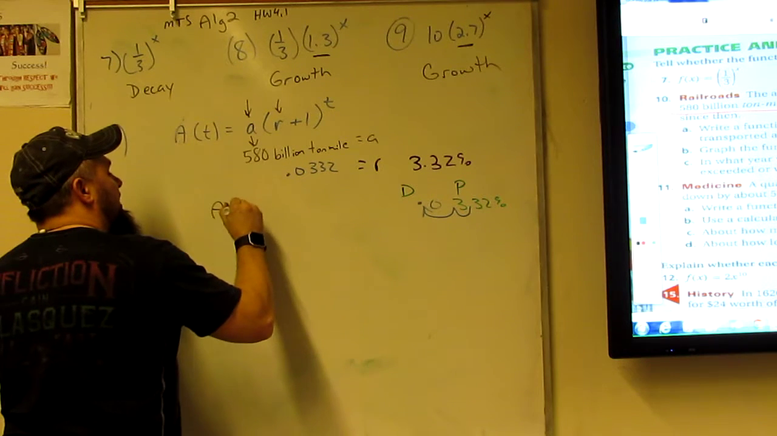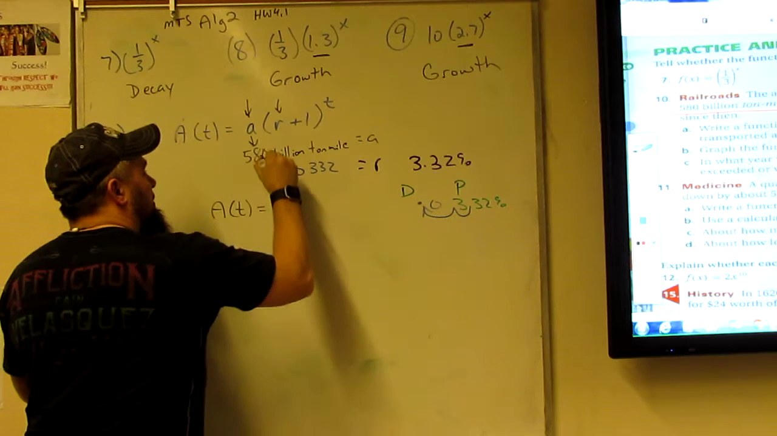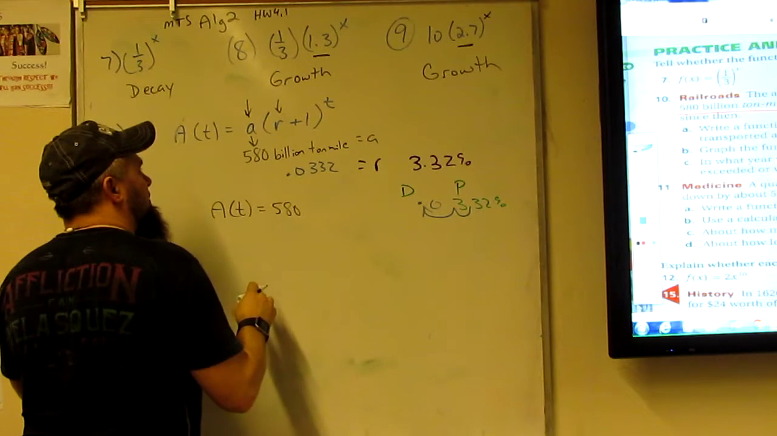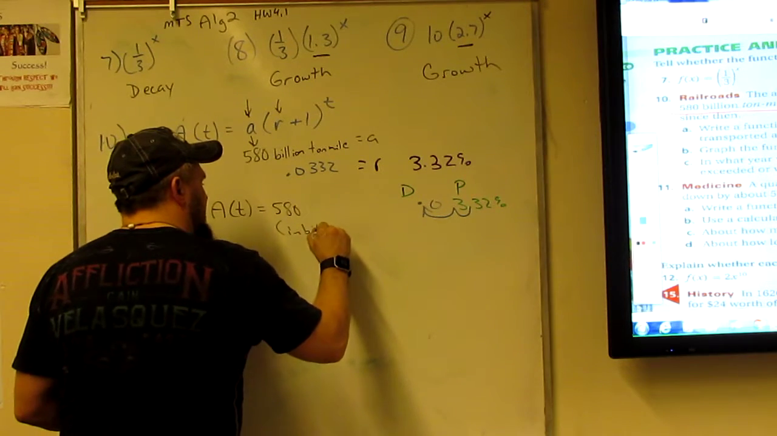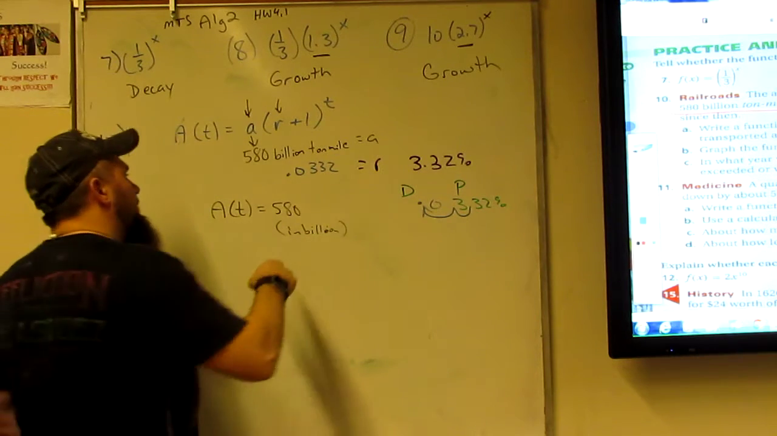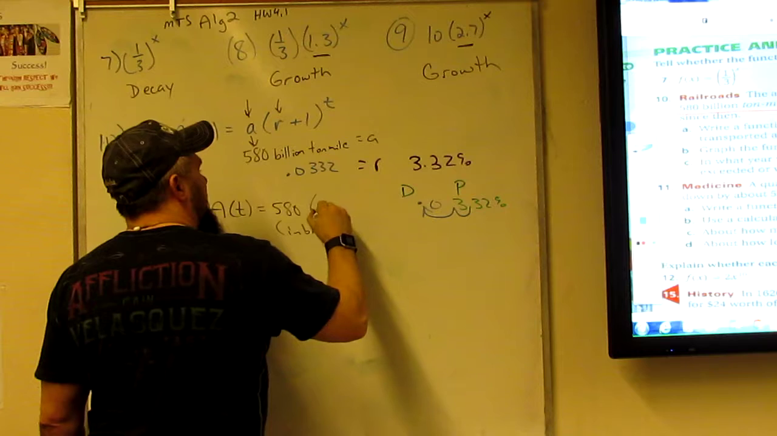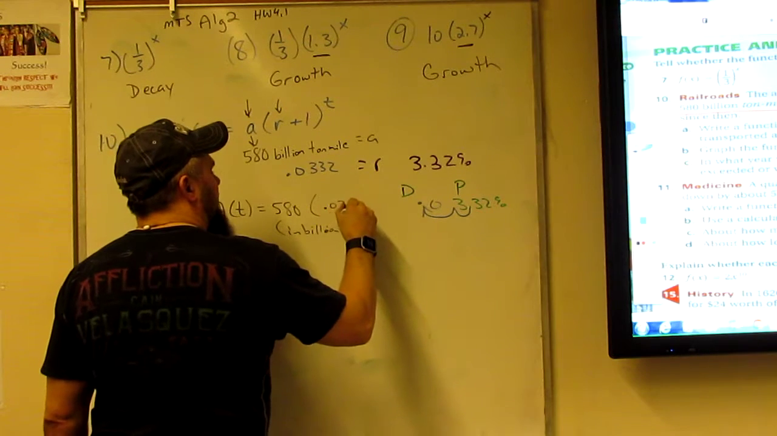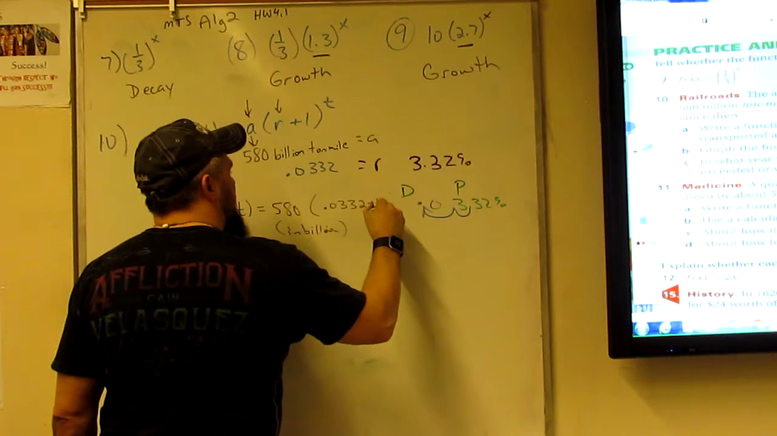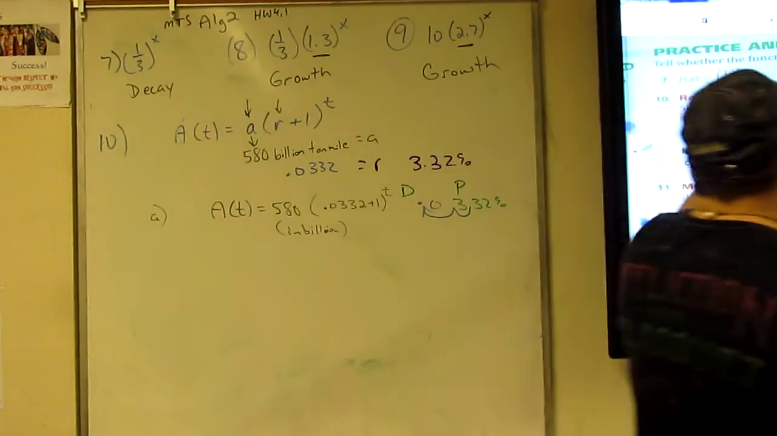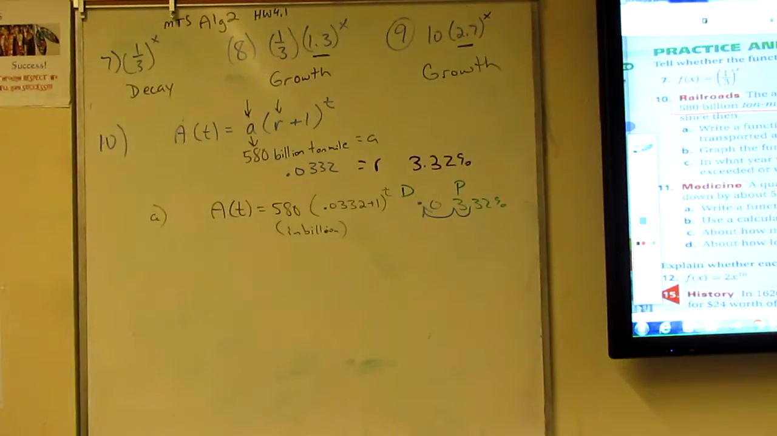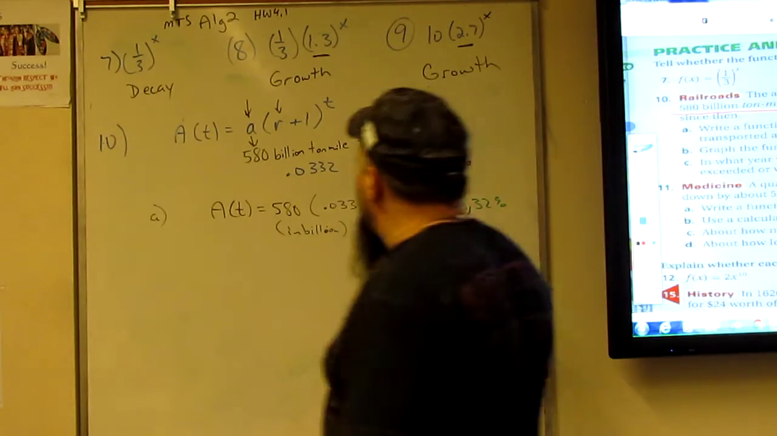Okay? So the function is going to look like this. A of t is equal to 580, in billions, times (0.0332 plus 1) to the t. And this is part A. Part A says write a function representing the freight in ton miles in billions, and that's year 0. Now they want you to graph the function.